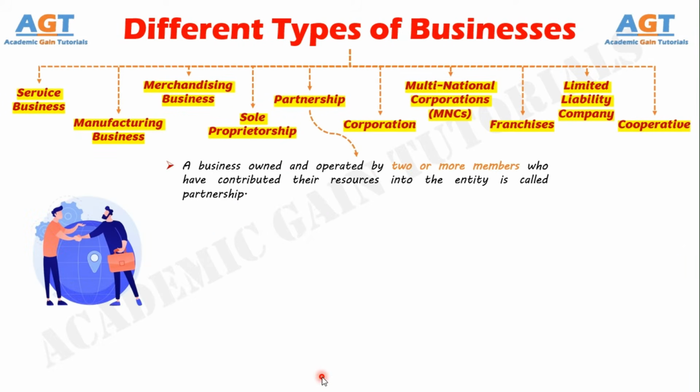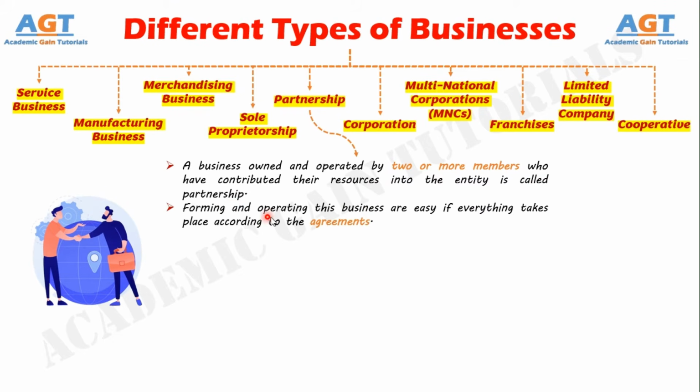Number 5. Partnership business. A business owned and operated by two or more members who have contributed their resources into the entity is called partnership. Forming and operating this business are easy if everything takes place according to the agreements. Raising capital is easy from the partners. The profit is divided among the partners.